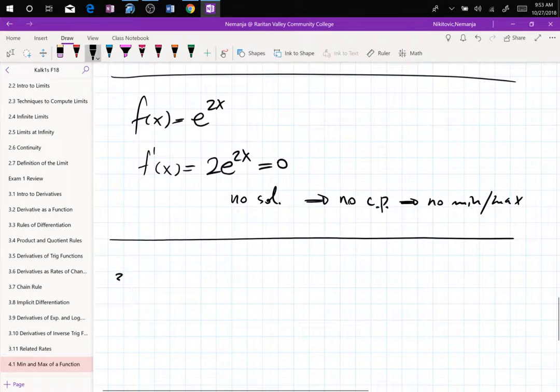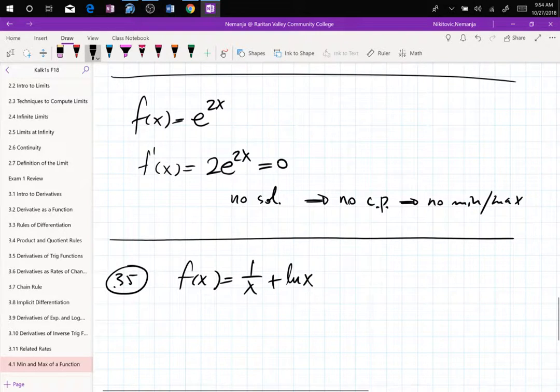Textbook problem 35 for you to enjoy. It says f of x is equal to 1 over x plus ln x. It's problem 35. You're supposed to take the derivative, set it equal to 0, and solve the equation.